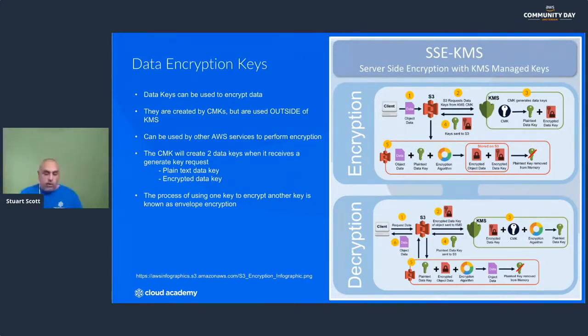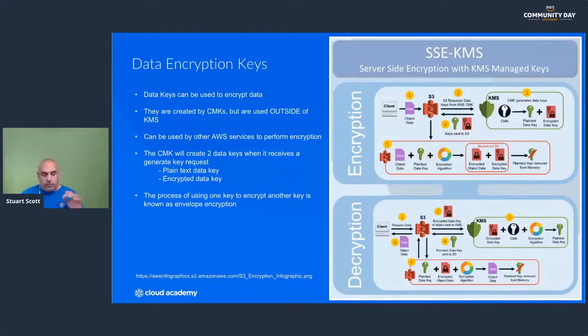So number 1, firstly, the client will upload an object to S3 indicating SSE-KMS as the encryption mechanism with a specified CMK. Number 2, S3 will respond by initiating a request to generate data encryption keys from KMS. Number 3, KMS will then generate data encryption keys. One of these will be a plaintext key and an encrypted version of that same key. Number 4, KMS will then send both of these data keys back to S3.